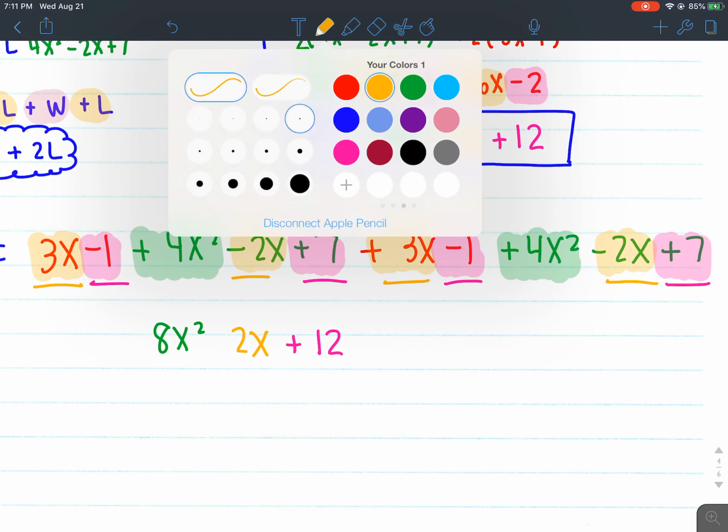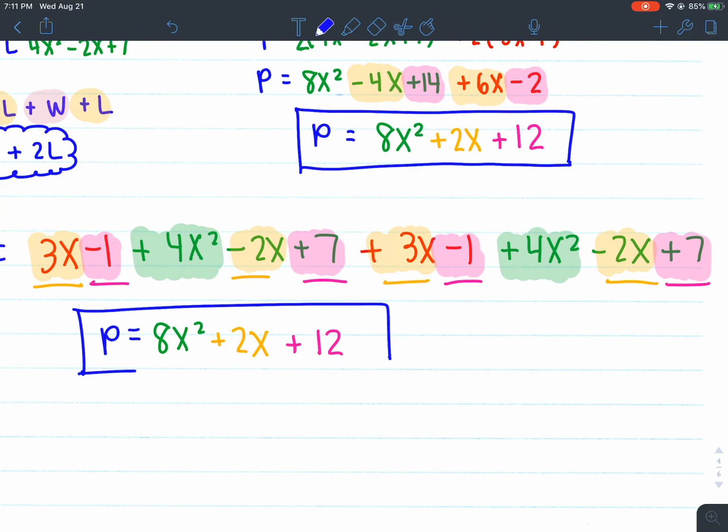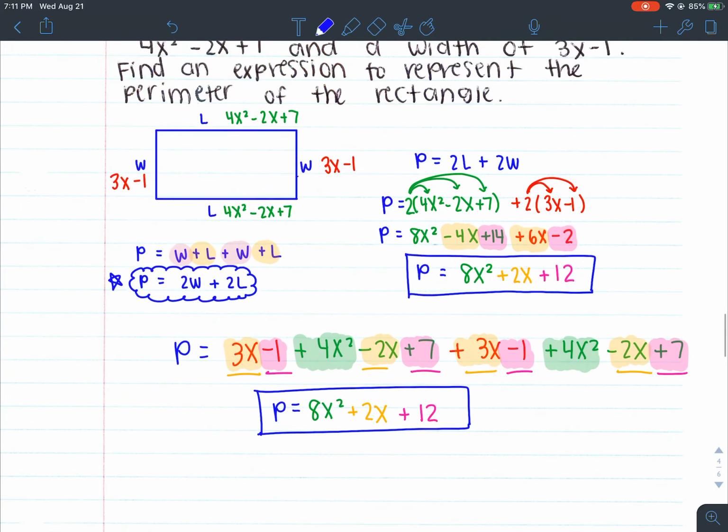So do we see how this is exactly the same as this previous answer here? So again, it doesn't really matter how you do it because you get the same answer. One way is just a little less writing than the other, you know?